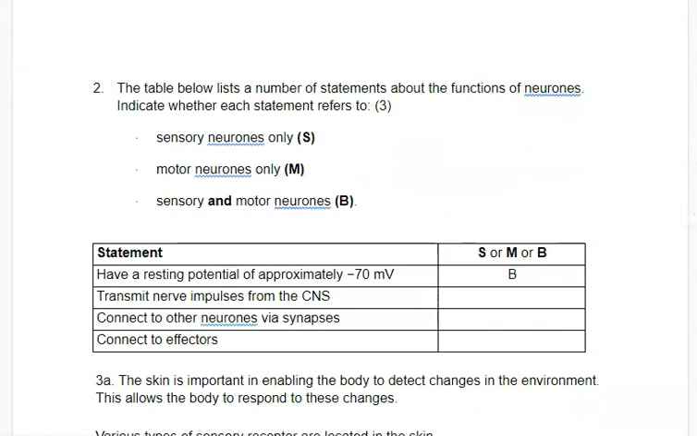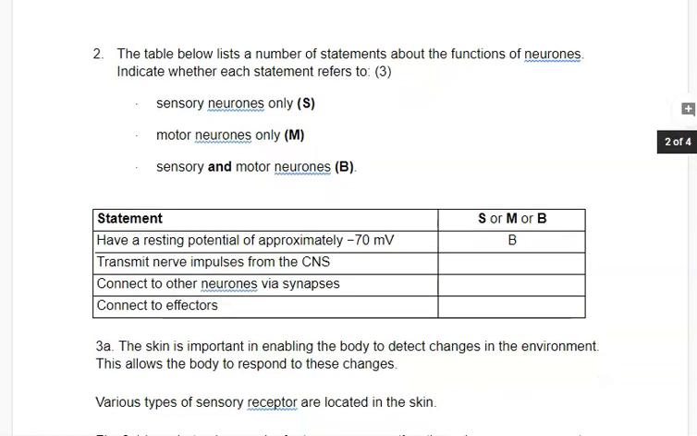So question 2 shows me a table, and I have to write down the answers to these statements. I have to write an S if it's sensory neurons only, M if it's motor neurons only, and a B if it's both sensory and motor neurons. So, transmit nerve impulses from the CNS. The CNS, I know, is the central nervous system. If I remember my SRM, school's really mad, then from the central nervous system, that's the relay neuron, it's going to be going on to the motor neuron. So the answer to this one is going to be M.